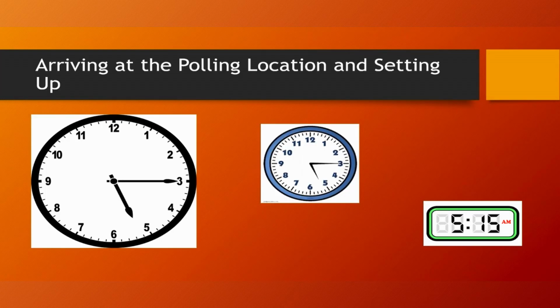Most tabulator tenders will arrive before the polls open. Poll workers are expected to arrive no later than 5:15 a.m. unless they are a partial day worker. Tabulator tenders, like all poll workers, need to check in with the moderator. The tabulator tender needs to perform 3 tasks with the moderator.